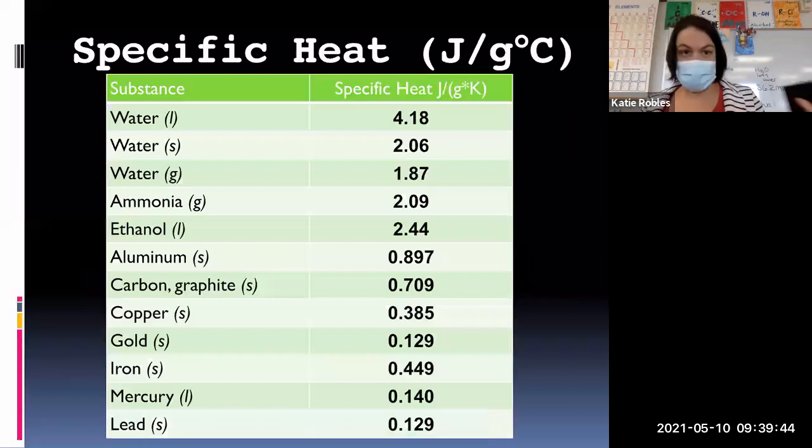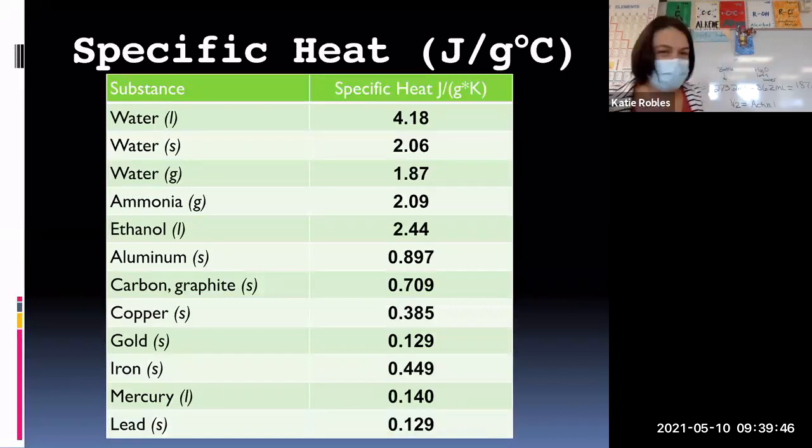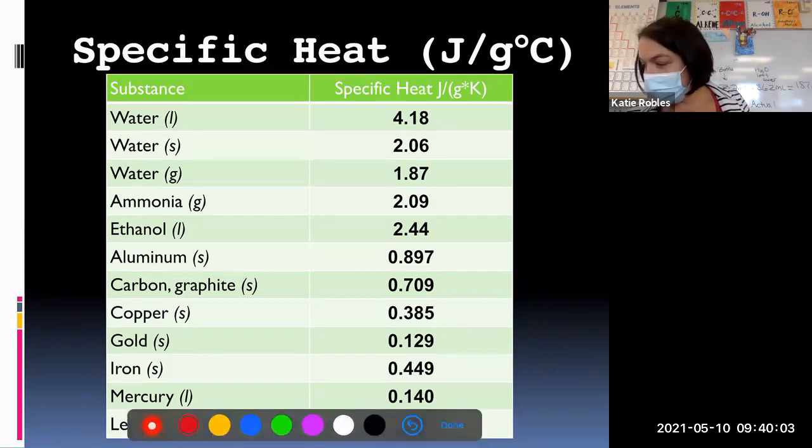So here's the table. This table is in your notes. You can also Google this. You can find the specific heat of just about anything. I just want to warn you to pay attention to units. I give you the specific heat on this table in joules. Sometimes you'll find it in calories. They're very easy to convert back and forth because we know that 1 calorie equals 4.18 joules.